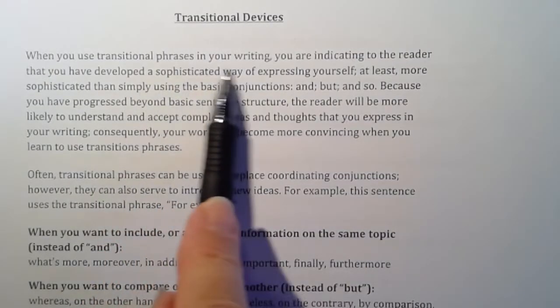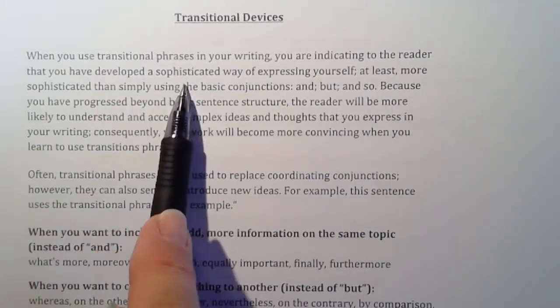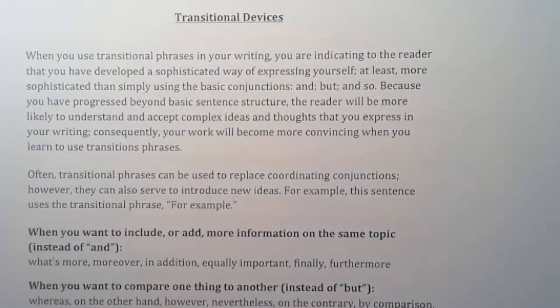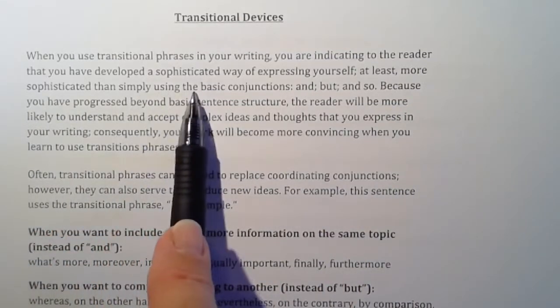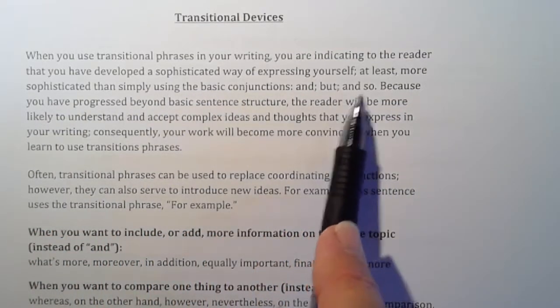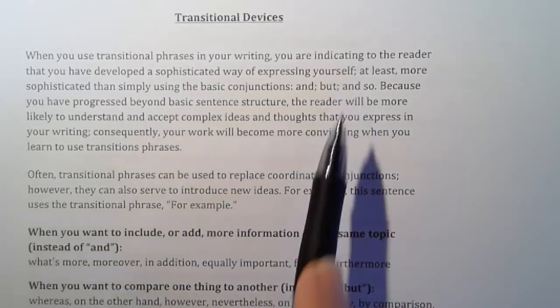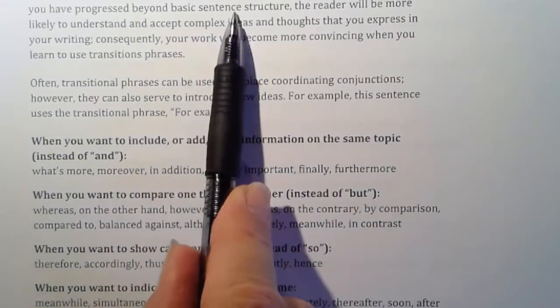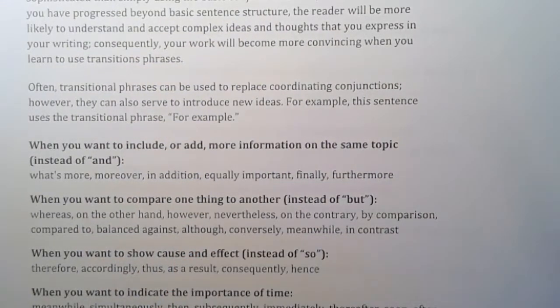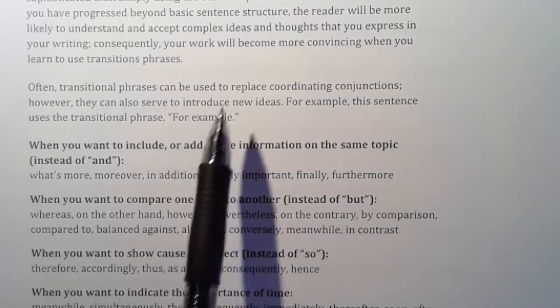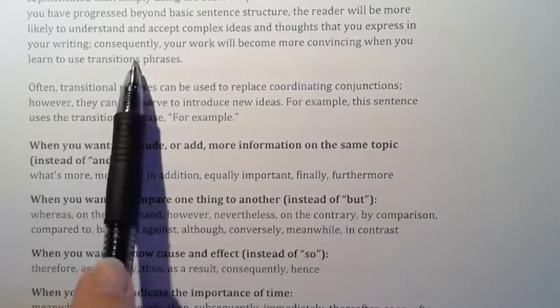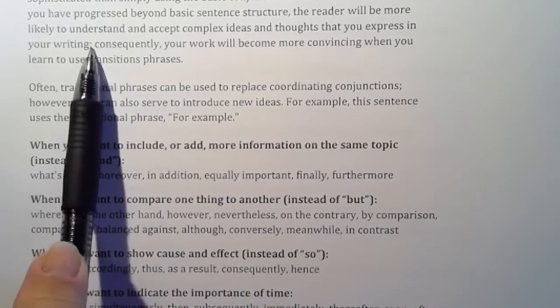And of course, the writing is much clearer when you have the correct punctuation and you know how to use it. So let's take a look at these transitions. When you use transitional phrases in your writing, you're indicating to the reader that you have developed a sophisticated way of expressing yourself. At least more sophisticated than simply using the basic conjunctions and, but, and so. So here we have semicolon use. Because you've progressed beyond basic sentence structure, the reader will be more likely to understand and accept complex ideas and thoughts that you express in your writing. Consequently, your work will become more convincing when you use transition phrases. And here we have a transition phrase and a semicolon.